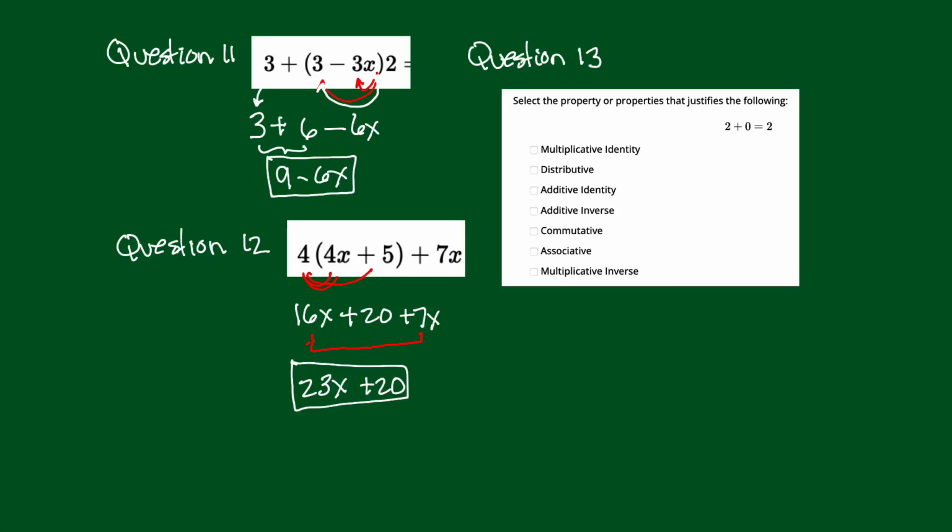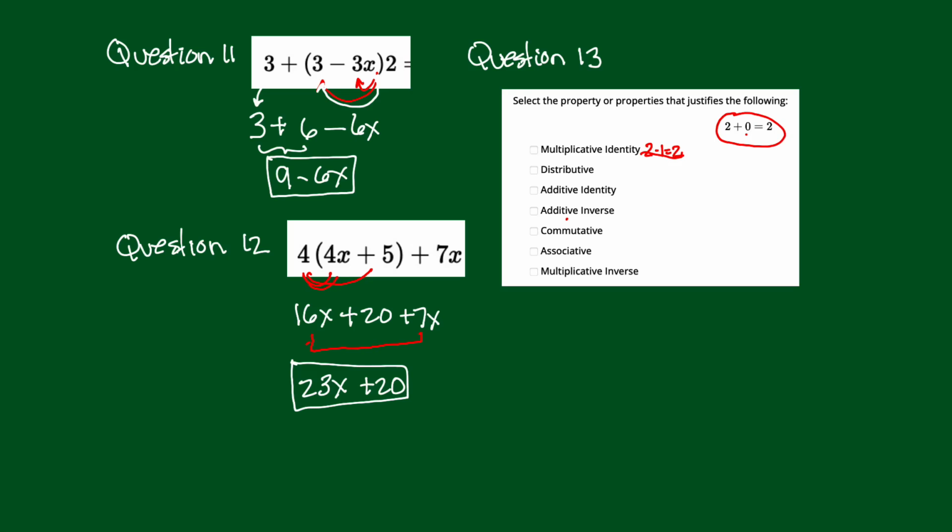Question 13 is a little bit different here. We're not going to simplify anything. We just want to look at which property with real numbers justifies this. We've got 2 plus 0 equals 2. Is it the multiplicative identity? No, the multiplicative identity says something like this: if you multiply 2 times 1, you get 2. Is it distributive? Did we distribute anything here? No. Did we add anything? Well, I'm adding 0.